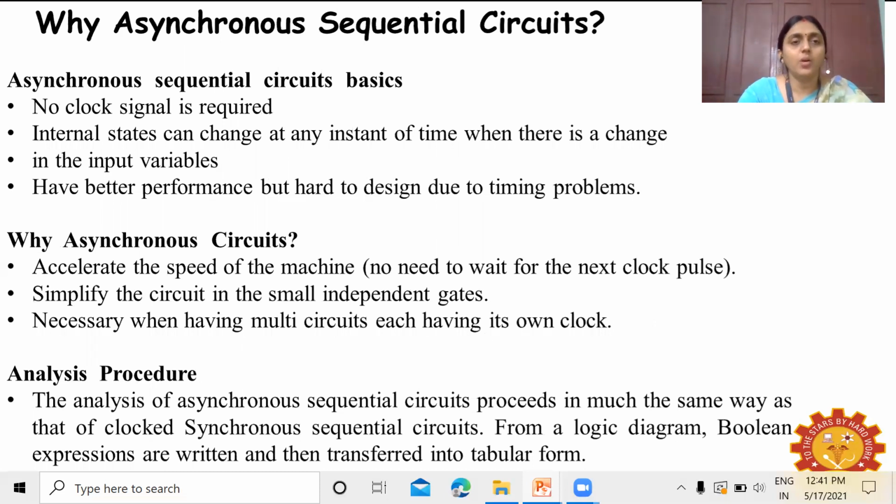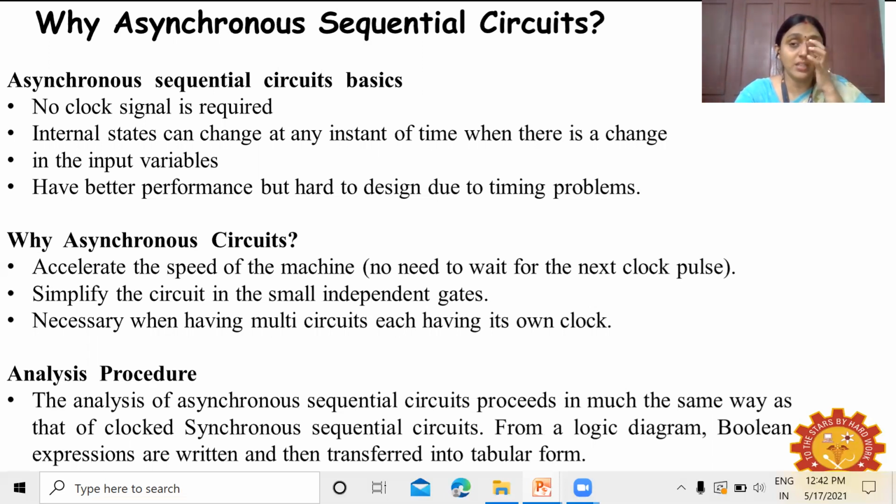Now we will see why asynchronous sequential circuits. Asynchronous sequential circuits basically involve no clock signals, so the internal states can change at any instant of time when there is a change in the input variables. Asynchronous sequential circuits have better performance but are very hard to design due to the timing problems.